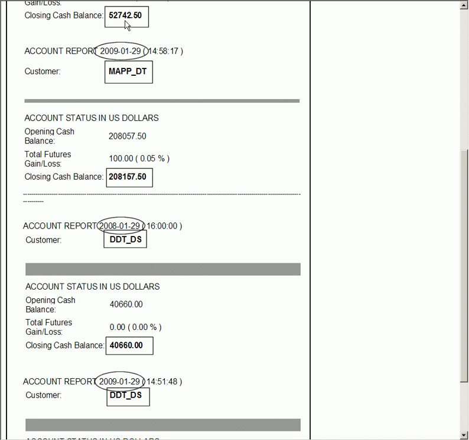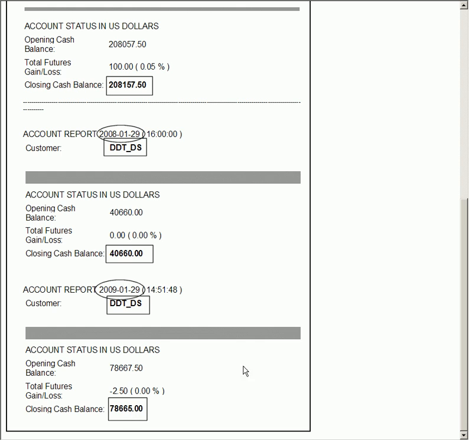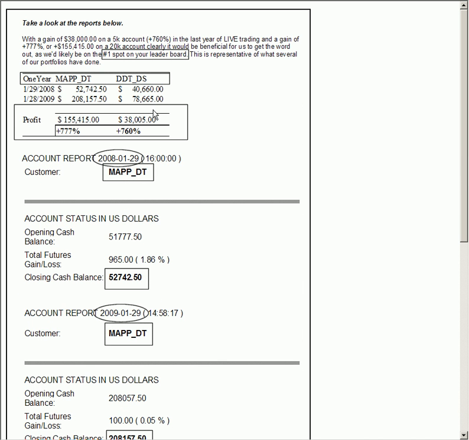208,000, started with 52,742 a year ago. Dual Day Trader started with 40,660. Now it's 78,665 for a $38,000 gain, and 155 for the MAP DT, a $20,000 portfolio there.